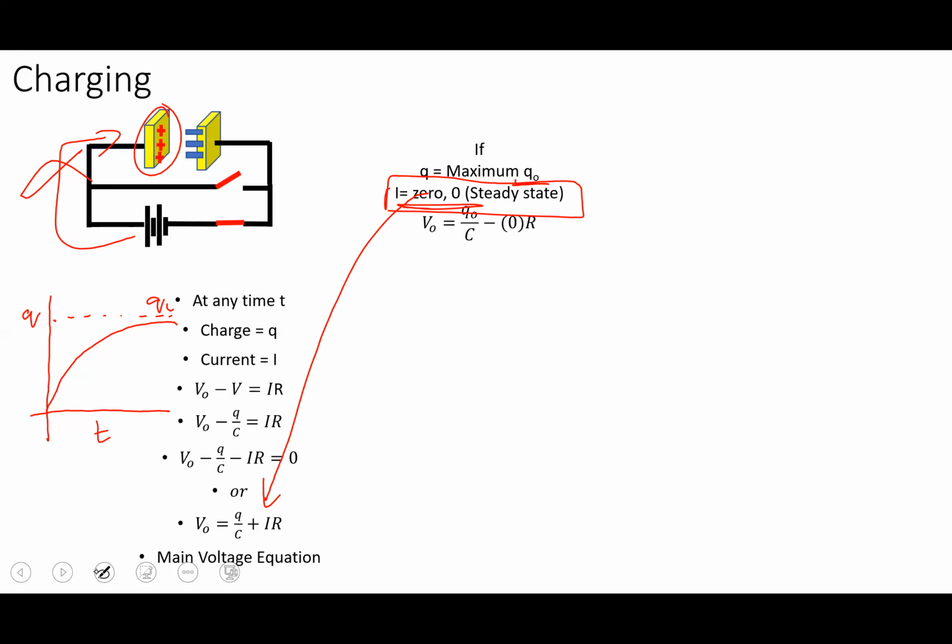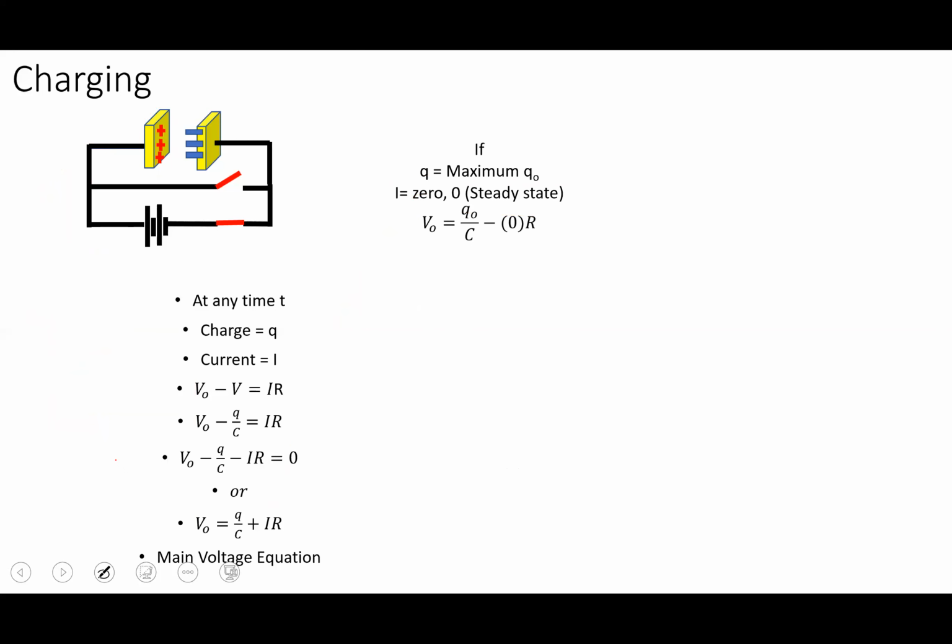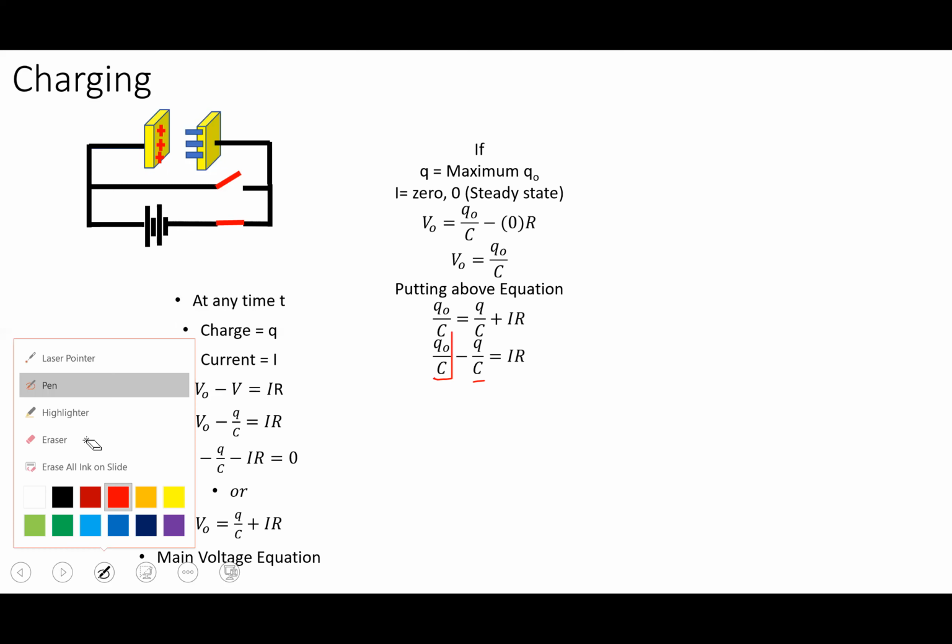Now, if we put this value of I equal to 0 in this equation, what do we get? V0 is equal to Q0 divided by C minus 0 R, or we can say V0 is equal to Q0 over C. Now, putting this V0 in the equation, we get Q0 over C is equal to Q over C plus IR. Now we can represent it as Q0 over C minus Q over C is equal to IR.